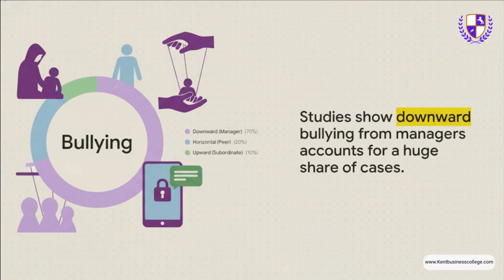Now, take a look at this chart. Bullying can happen between peers, for sure. It can even happen from an employee up to a manager. But the numbers tell a really clear story. A staggering 70%, the huge majority of cases, is downward bullying from a manager to their employee. That tells us that a power imbalance is the single biggest ingredient in workplace bullying.